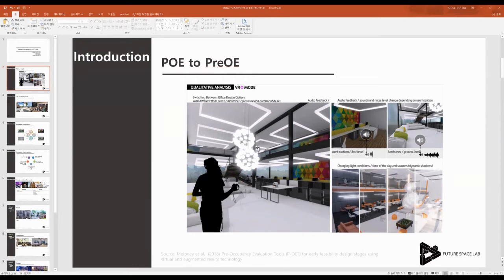But as you know, the basic concept of post-occupancy evaluation and pre-occupancy evaluation is to design a better physical building. Imagine we spend a lot of time in the virtual world, the so-called metaverse. Then these evaluations are for the physical building, but we need to think about the virtual building itself.